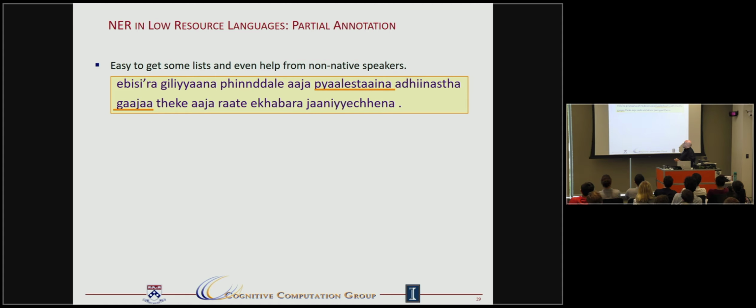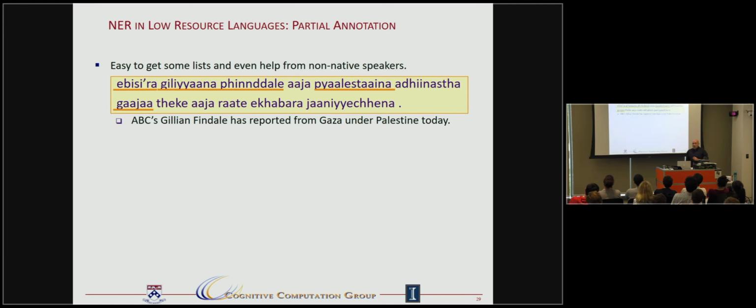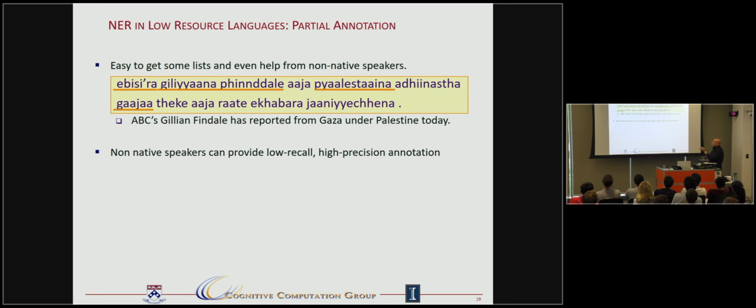There are two others that are very hard. This is ABC and Gillian Findale. But many people can get Palestine and can get Gaza. So I think non-native speakers can provide low recall, high precision annotation. They cannot provide exhaustive annotation. So the question I'd like to ask here is, will this be enough? And I'd argue that actually it is enough.